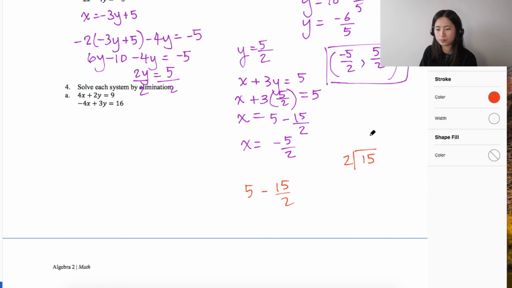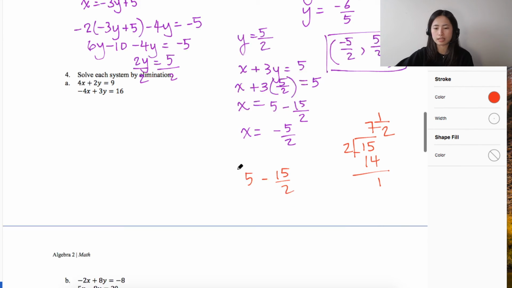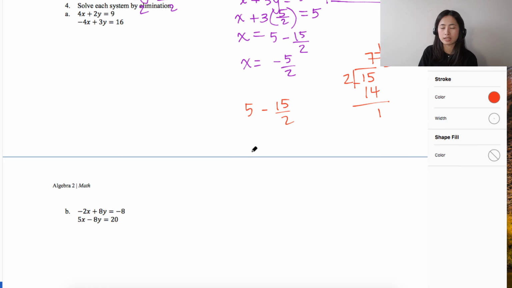So when you have 15 over 2, this is 15 divided by 2, so this is 2 times 7, long division. In order to turn an improper fraction into a mixed number, 2 times 7 is 14. So this is 15 minus 14, that's 1. So this is 7 and 1/2. So once you know that 15 over 2 is 7 and 1/2, you're going to write this as 5 minus 7 and 1/2.